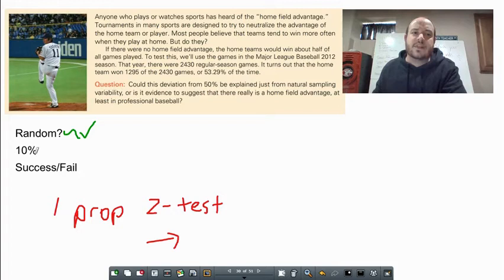All right, now the 10% rule. This was only one season of games, and there have been a lot of seasons of baseball, which means there is no way one season would be 10% of all the games that have ever been played.